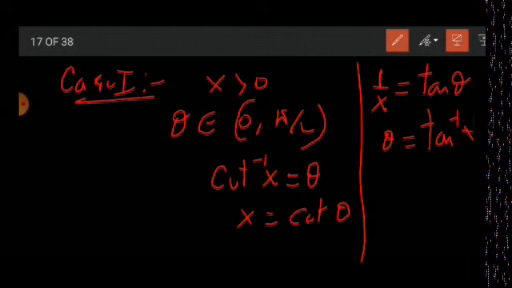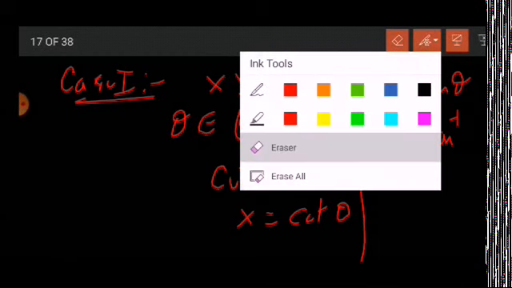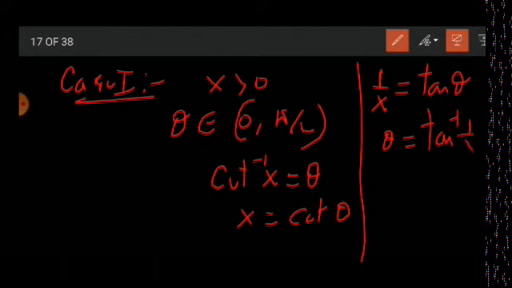Tan inverse 1 by x. So tan theta will become tan inverse 1 by x. What we assumed over here is that cot inverse x was theta, and x belongs to all real numbers, theta belongs to 0 to pi. Let's write this as equation number 1, and this one as equation number 2.